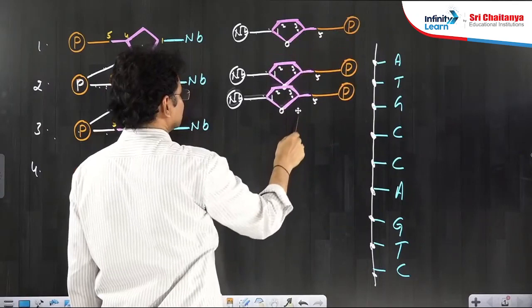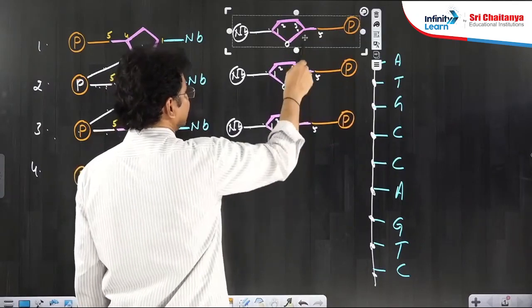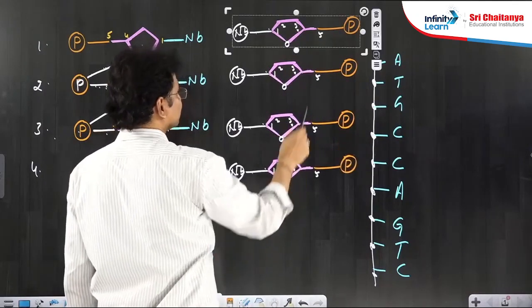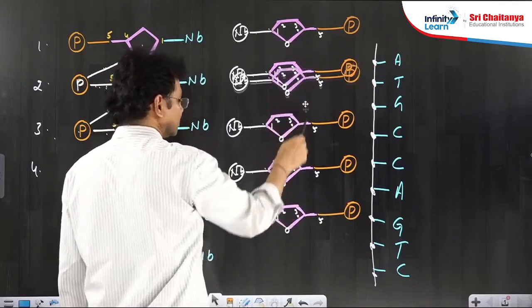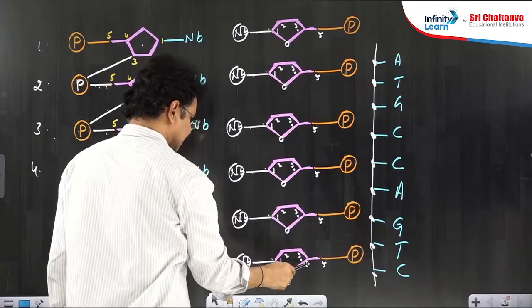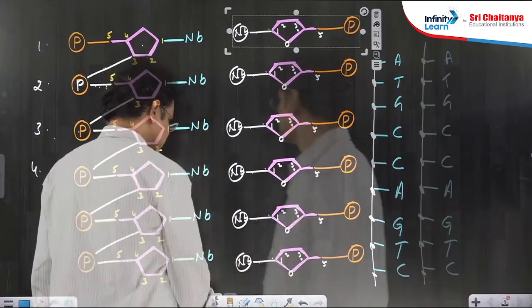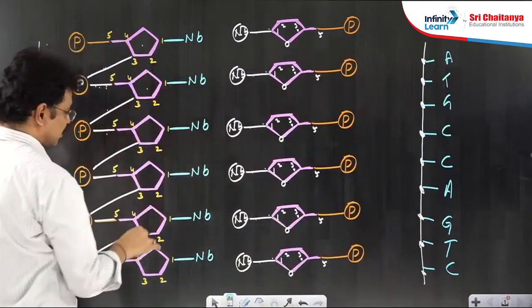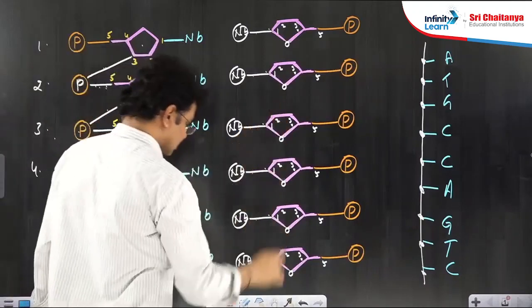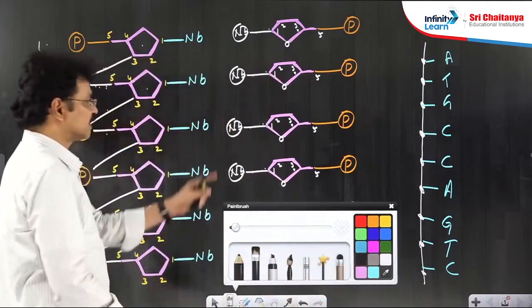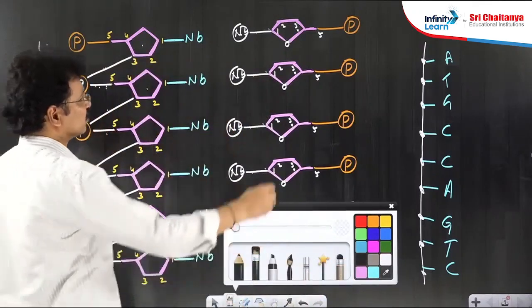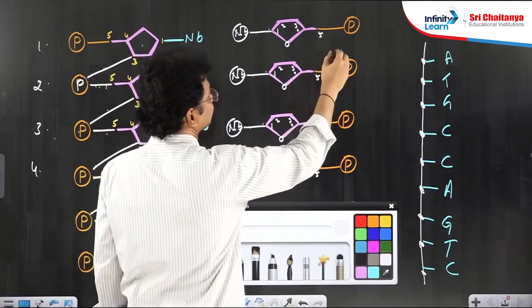Second nucleotide, third nucleotide, nucleotide number 4, nucleotide number 5, number 6. Like that, so many nucleotides are there. It is one strand of a DNA molecule. This is the second strand. Like the first strand, in the second strand also phosphodiester bond linking is essential.